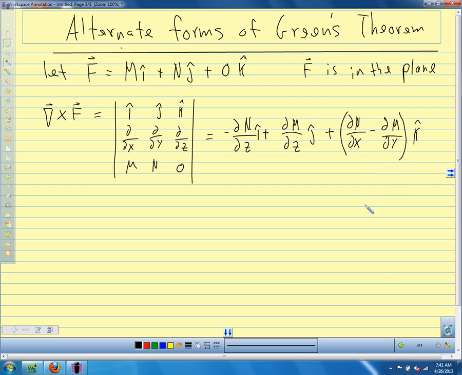Does that third quantity look familiar? That's the quantity we've been talking about in Green's theorem, right? So that gives us a hint of why we did this. And what is dN/dz and dM/dz? They're 0. We're in the plane, so that's 0.